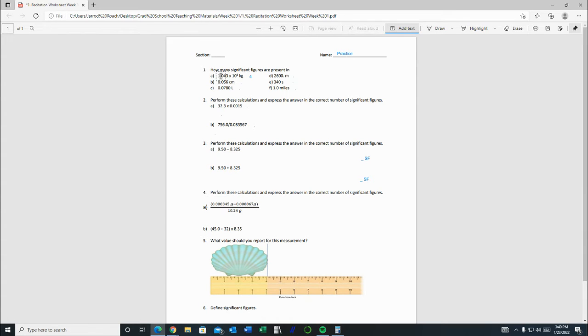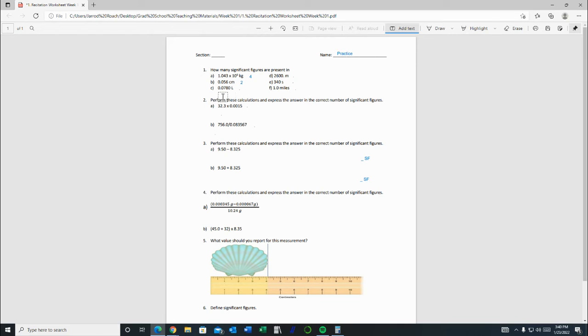This next question, we have 0.056. Whenever we have zeros leading a number like this, we call these leading zeros, and leading zeros never are significant. So we're not going to count these two leading zeros. We're only going to count our two non-zero numbers. So this number has two sig figs.